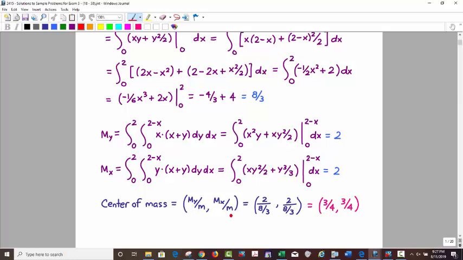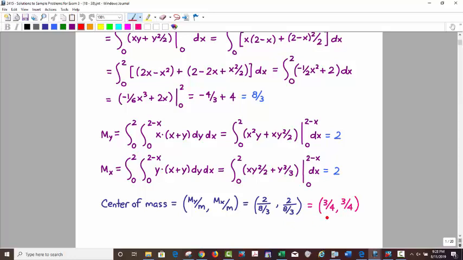Now, you would have gotten lucky on this problem, but I wouldn't rely on luck, meaning you could have gotten Mx and My reversed, just because they happen to be the same number. But let's not do that. Let's make sure we get the My first. So 2 divided by 8/3 gives you 3/4, 3/4.